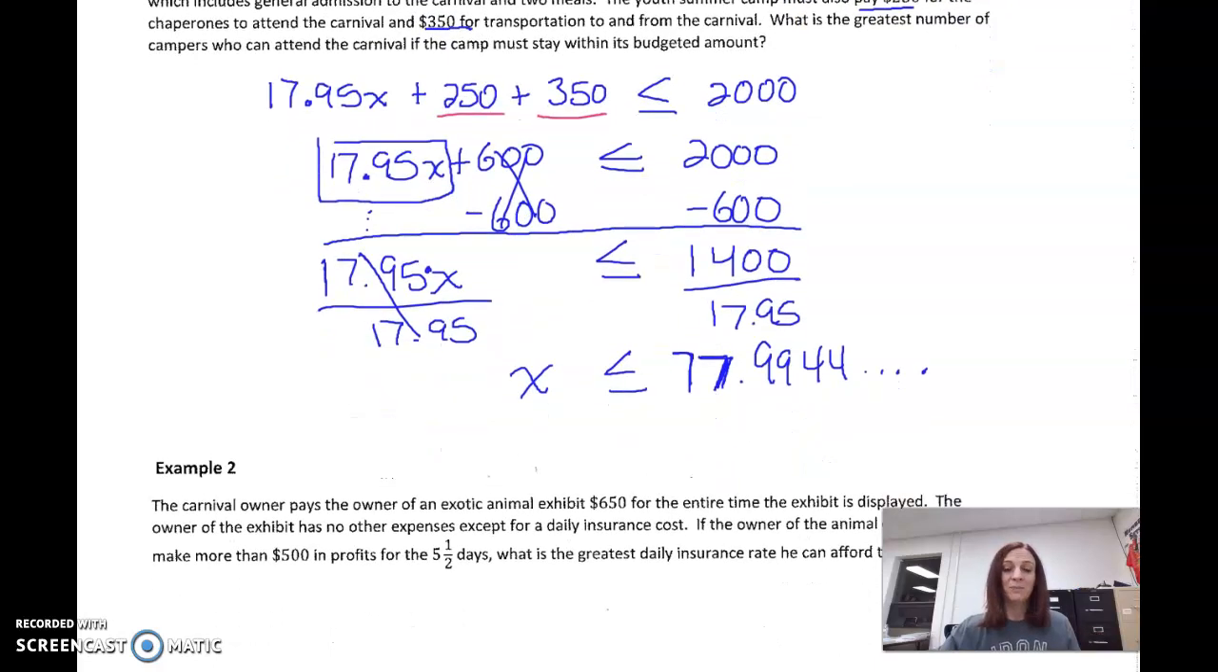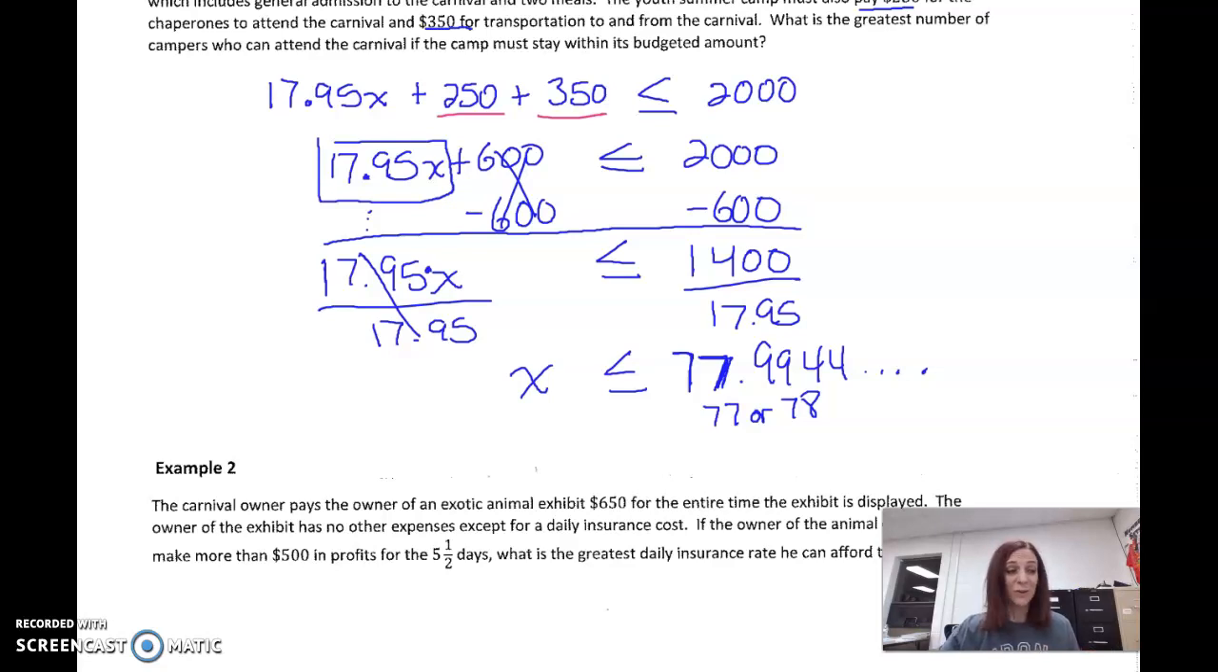Now, let's think about this for a second. This rounds to 78. But if I plug 78 in here, I'm going to go over 2,000. So we can't think of this as just rounding to the nearest whole number unless it says that. If I type in my calculator 17.95 times 78, and then add the 600 to that, it ends up being $2,010. Now, let's be honest, would we probably kick in 10 cents? Probably. But we're not in charge of that right now. It goes over 2,000.